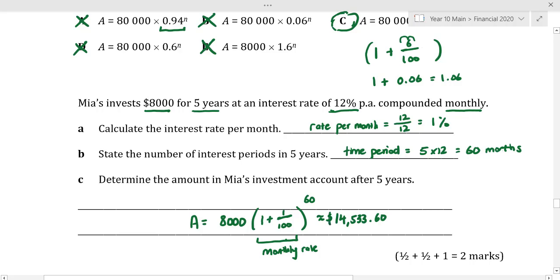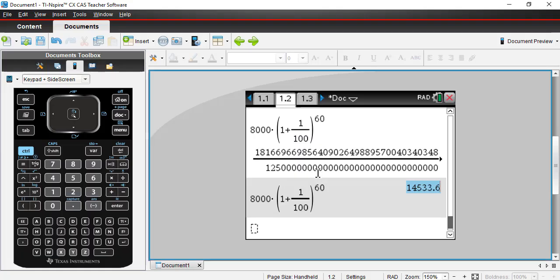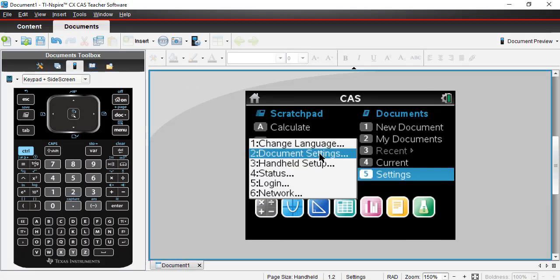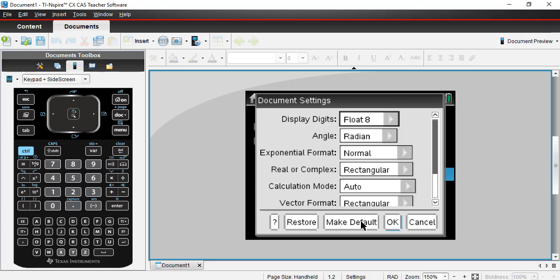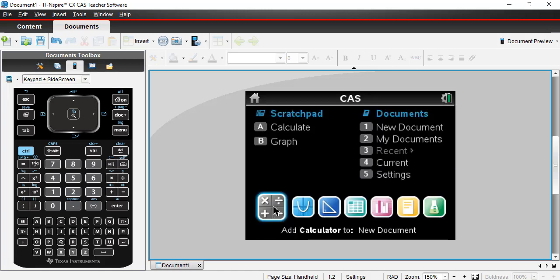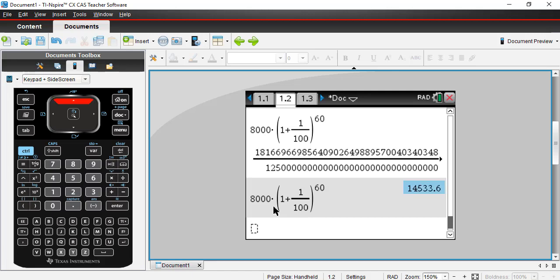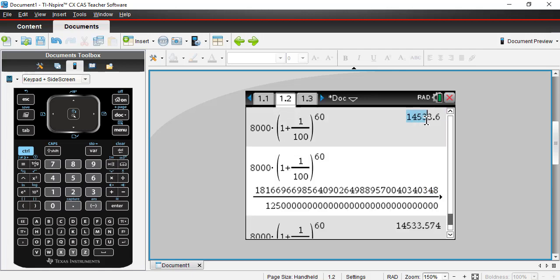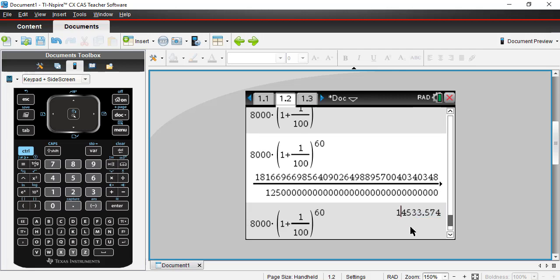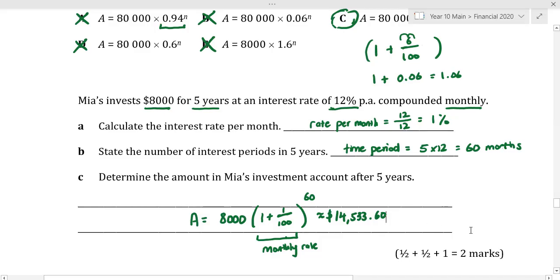All right, now I probably should have my calculator representing a few more decimal places than that. So technically I could go to settings, and I've got float 6. Let's go float 8. So if I was to do that again, then yeah, that's looking a little bit better. So they've actually rounded that to 1. A float 6 before was giving me 6 figures. Now I've got 8 figures. Okay, so $14,533.57 would be more accurate.